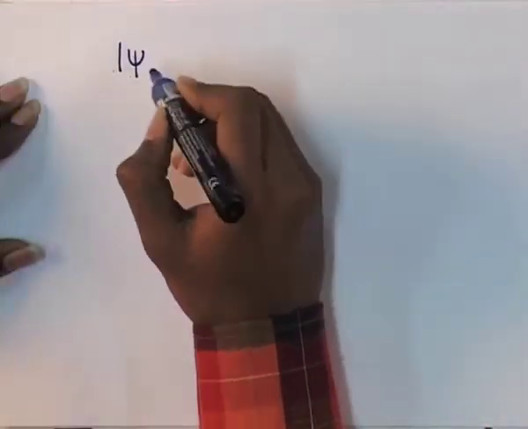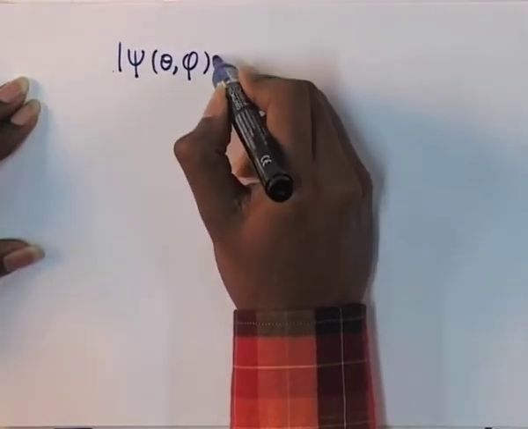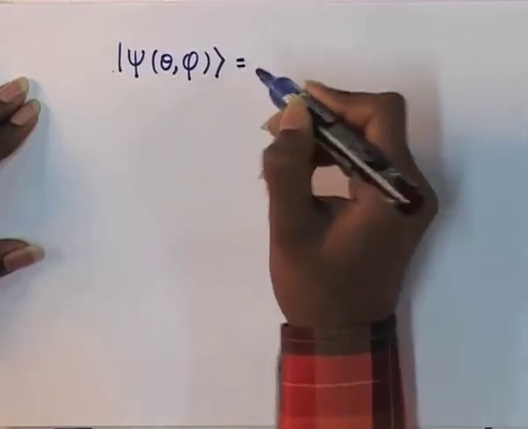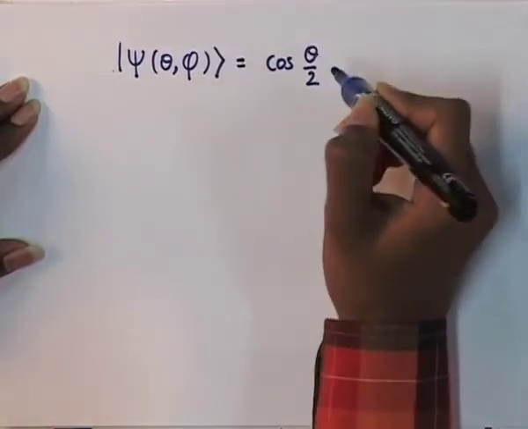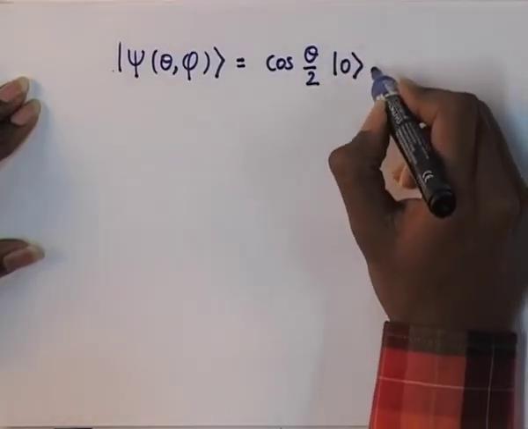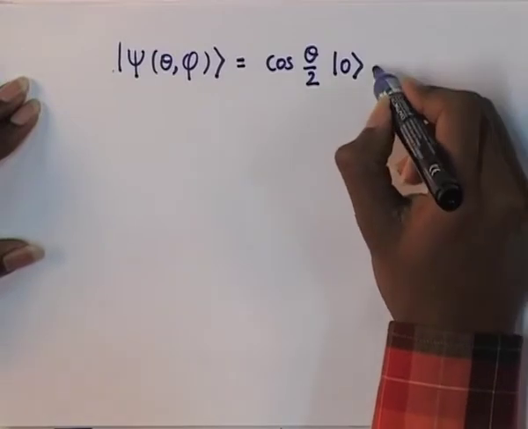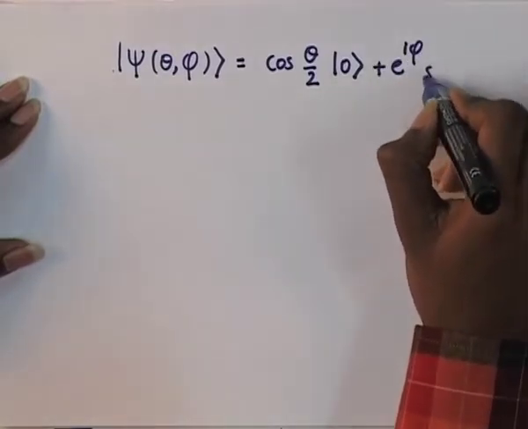we denote a qubit in terms of theta and phi using the Bloch sphere, and theta is the angle made with the z axis and phi is the angle made with the x axis in the equatorial plane.